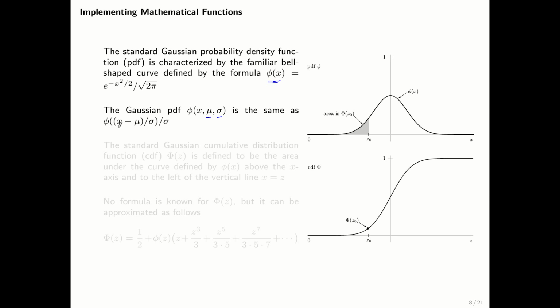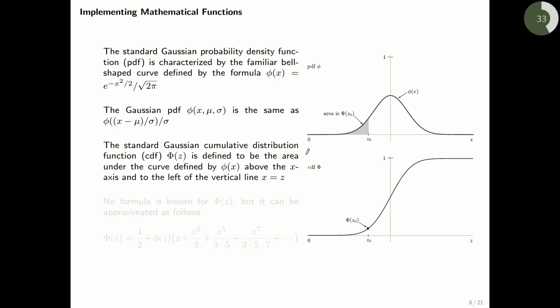So you simply take the input x, subtract from that the mean, and then divide that expression by the standard deviation and give that as the argument to the function phi. Then, whatever is returned by the standard PDF, you divide that by the standard deviation. That's how you work with an arbitrary Gaussian PDF with mean mu and standard deviation sigma. So what we are doing with these functions is calculating this number here for a given value of x.